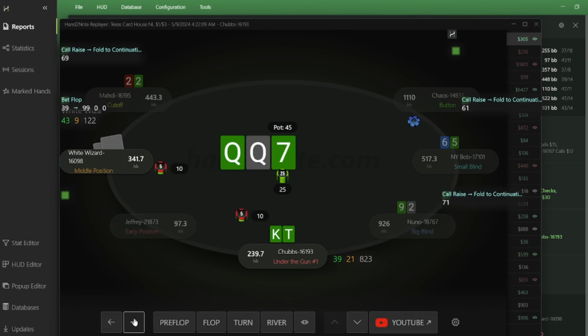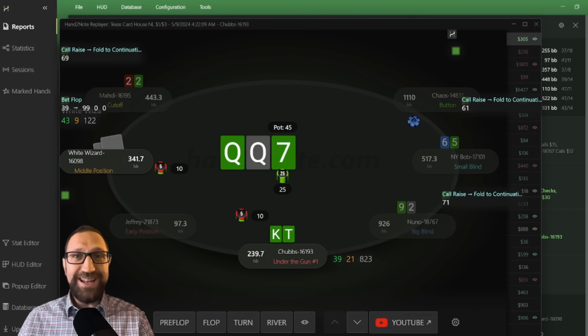And here you can start putting the opponent on a range of hands. What did he call pre-flop with and then bet the flop? Without knowing anything about this opponent, I would think he could have a queen, maybe a 7, maybe some pocket pair that didn't connect with a flop, maybe even pocket 7s for value.